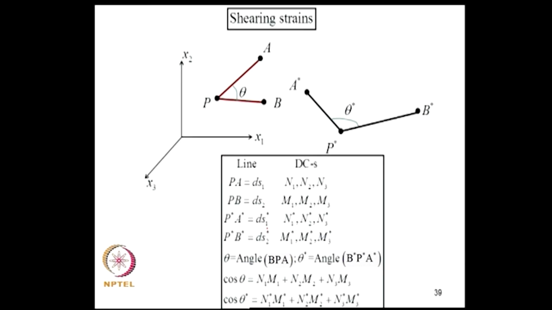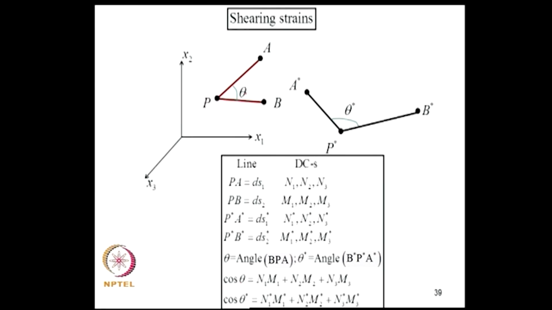So, to define shearing strain, what do we do? We consider a point P and erect 2 line segments at an angle theta, and after deformation P will move to P star, A will move to A star, and B will move to B star, and the subtended angle will be theta star. So, some notations: PA is ds1, PB is ds2, P star A star is ds1 star, P star B star is ds2 star. So, the direction cosines of PA are n1 n2 n3, of PB are m1 m2 m3, and the starred quantities are for P star A star and P star B star. Theta is the angle BPA and theta star is the angle B star P star A star.